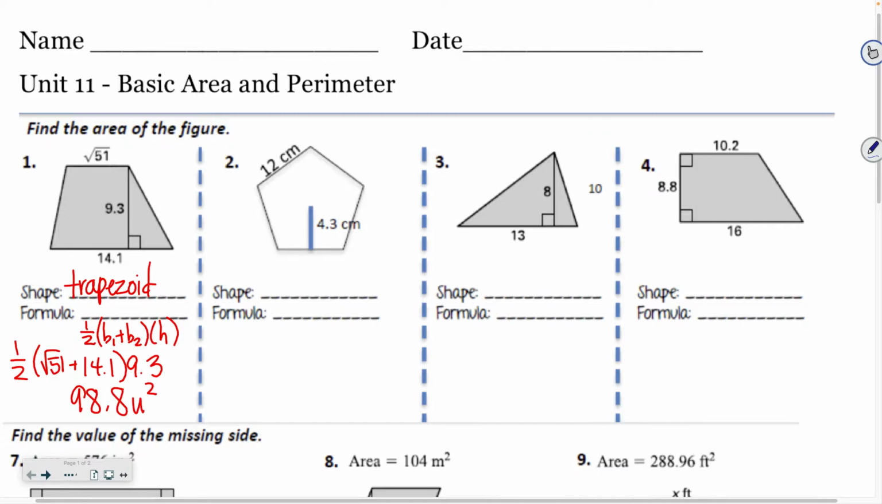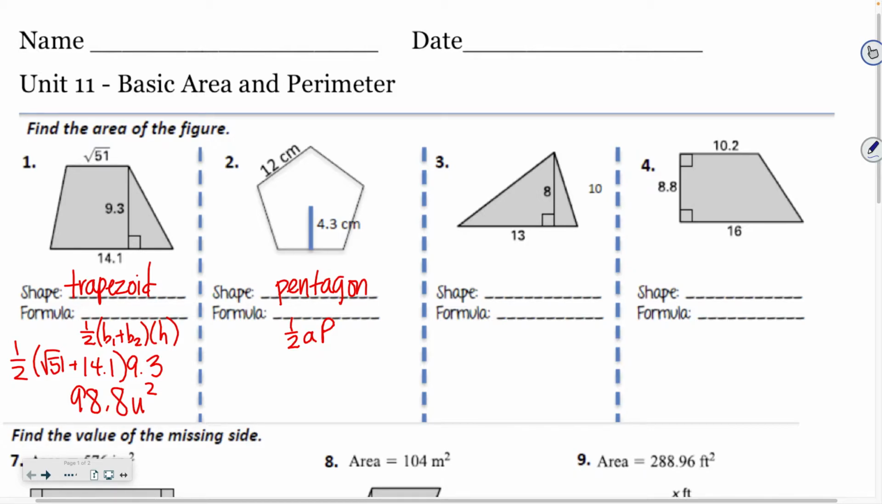All right, number 2, what do you got right there? Polygon. So we got a pentagon. This is a regular polygon. I won't be giving you any that are irregular. So what is the formula for a pentagon? 1/2 A times B. 1/2 apothem times perimeter. What number up there is my apothem?